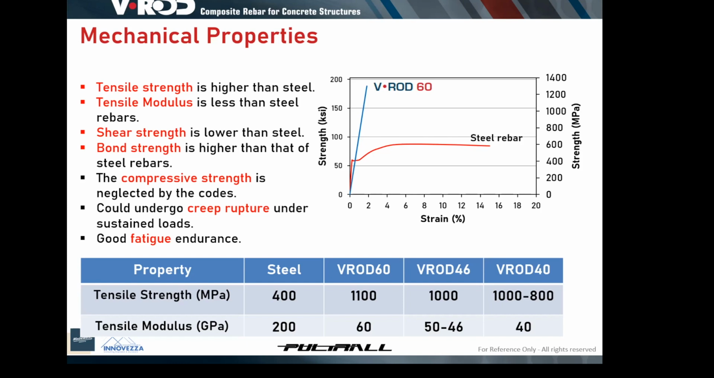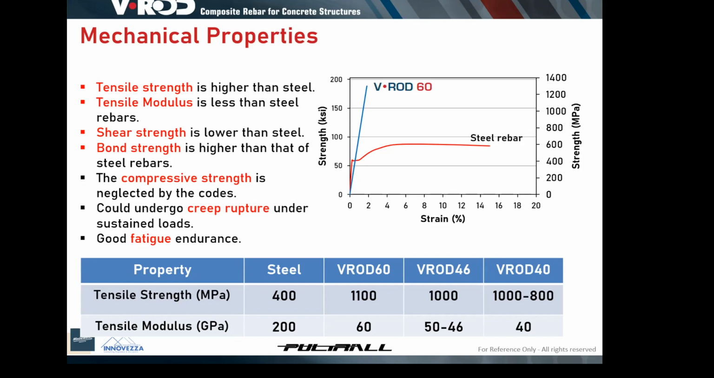The compressive strength of GFRP reinforcement is currently neglected by most of the codes, even though we know that for GFRP reinforcement, especially for VROD 60, the compressive strength is between 50 to 80% of the tensile strength, which is very high. But currently the codes are neglecting the contribution of the GFRP reinforcement in compression.